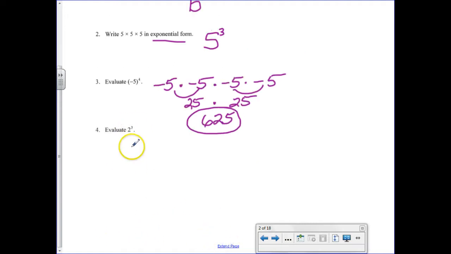This next one, 2 to the third power, expand it first. So you get 2 times 2 times 2, and then evaluate, and you get exactly 8. All right, let's continue on.